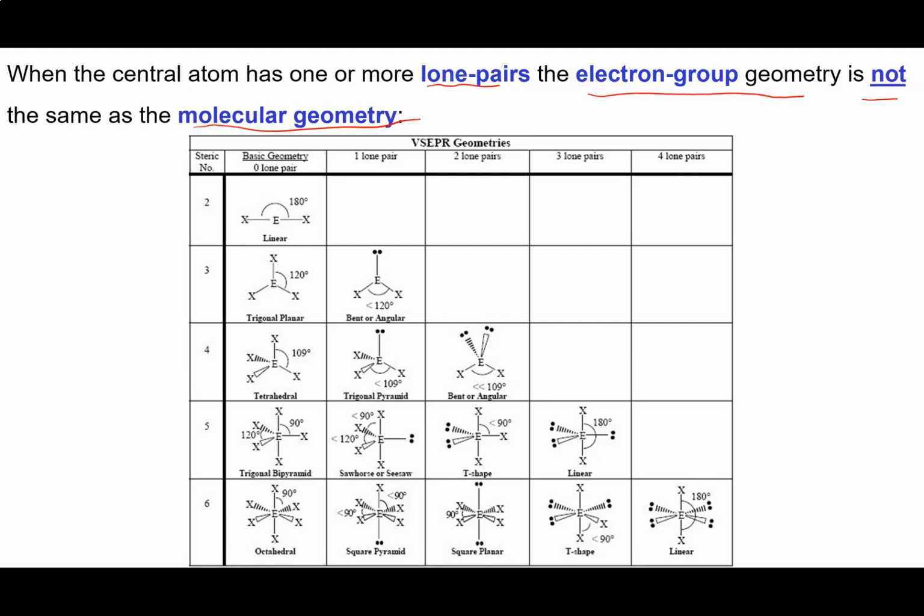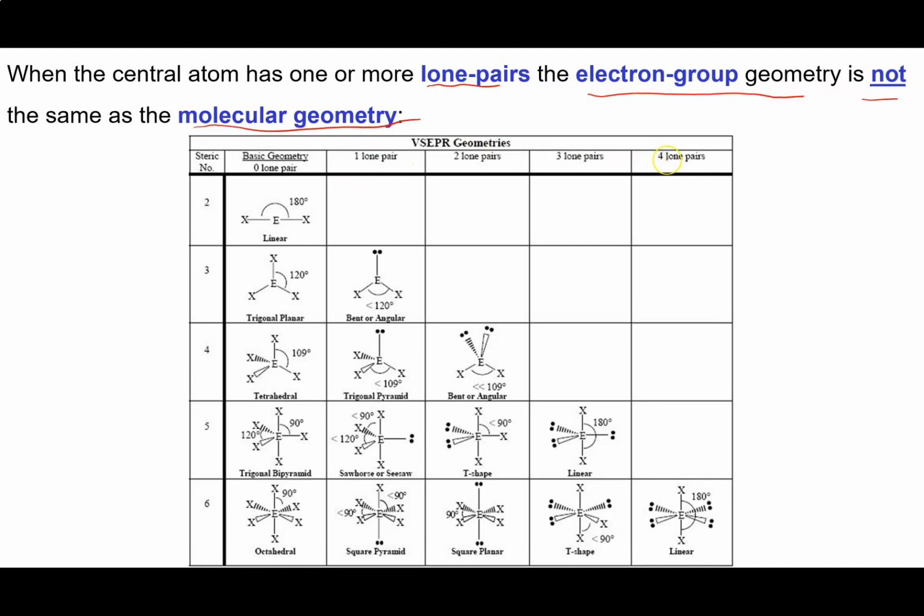So in this table, what I've listed out here is the steric number 2 through 6, and then we have the basic or electron group geometry listed. So for 2 electron groups, it's the linear arrangement. For 3, it's trigonal planar. For 4, it's tetrahedral. For 5, it's trigonal bipyramidal. And for 6, it's octahedral.